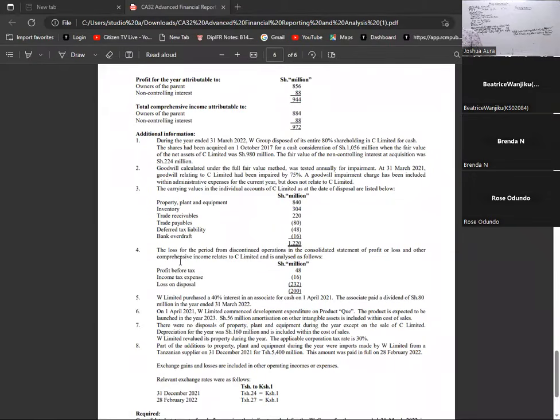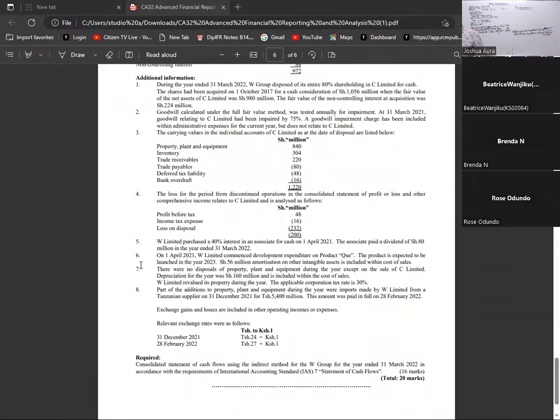The loss for the period. You can see we have a loss on what here? Disposal. I'll be bringing that. So then we have note 5 here, right? Note number 6. There is a note talking about depreciation. I'm looking. So note 7, yes.